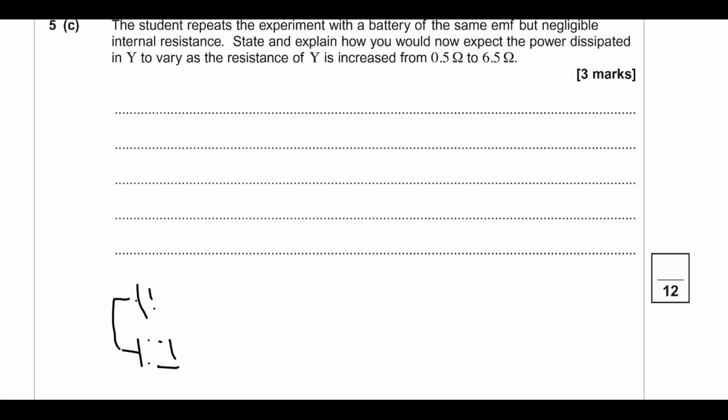Essentially, it looks like this. It's a bit rough. So you can see that actually we're supplying a fixed EMF to this. So if you think the power is going to be the EMF squared divided by the resistance. So that's the power dissipated by the resistor. We can see that because there's the only component, the potential difference is going to be the EMF all the time. So we can see that as resistance increases, power dissipated is going to decrease. So that's stating what would happen.